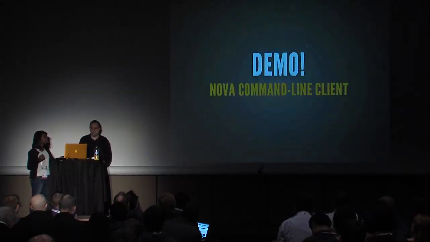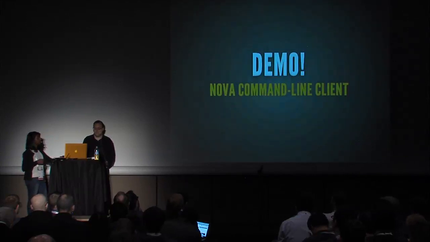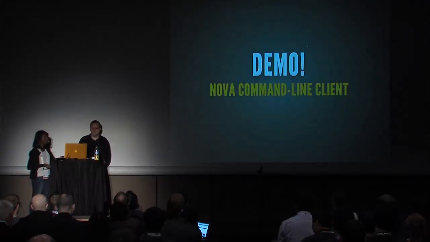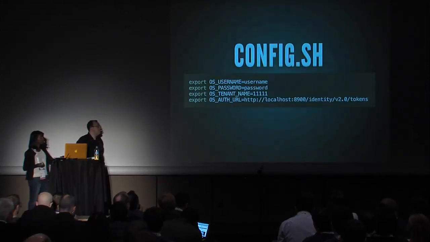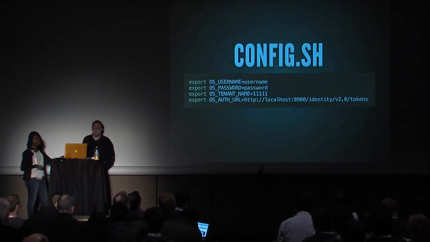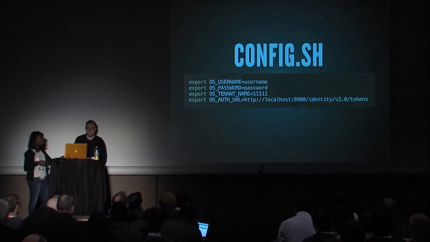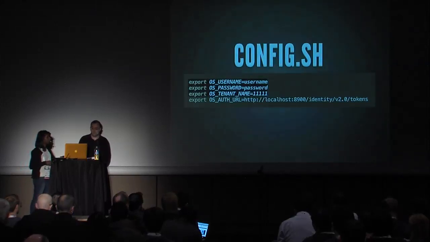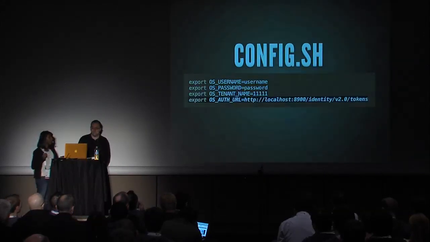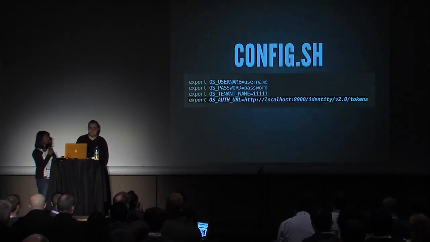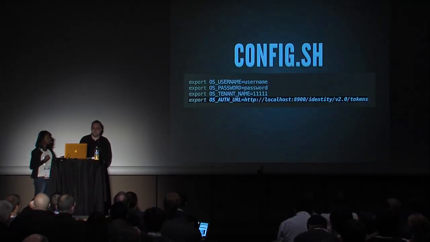So let's look at how we could use Mimic with the Nova command line client. Here's our config file that has all the environment variables required to run the Nova command line client or any other OpenStack command line client. As you can see, we've set the username, password, and tenant to just be random values. And the auth URL is set to that of the instance of Mimic that was running from our previous demo.